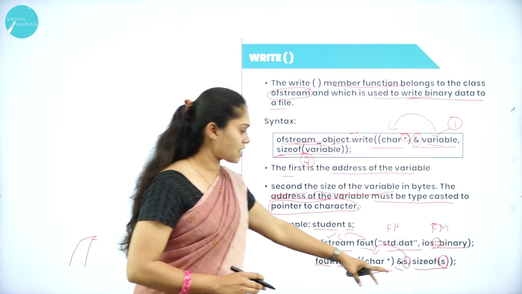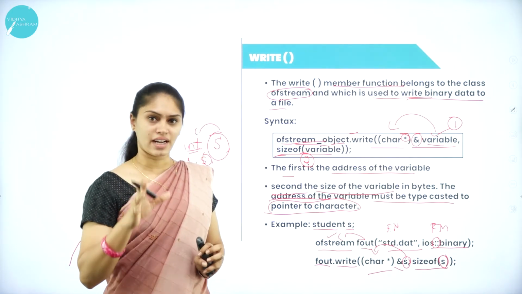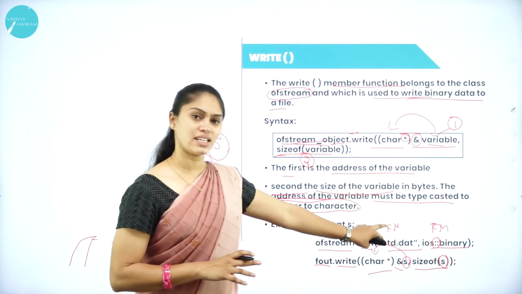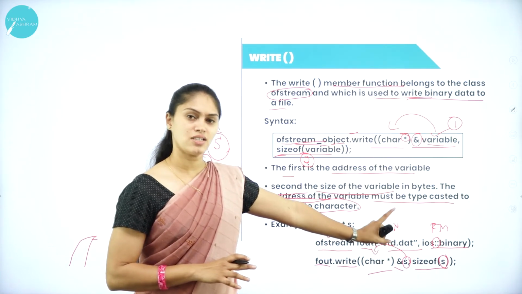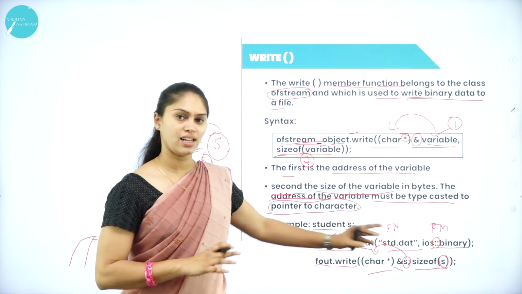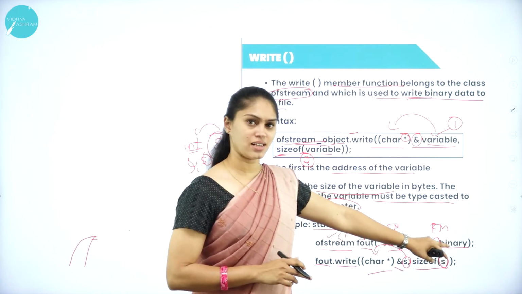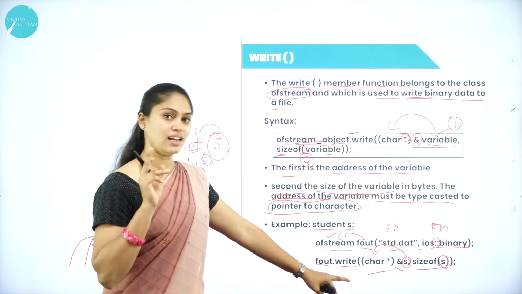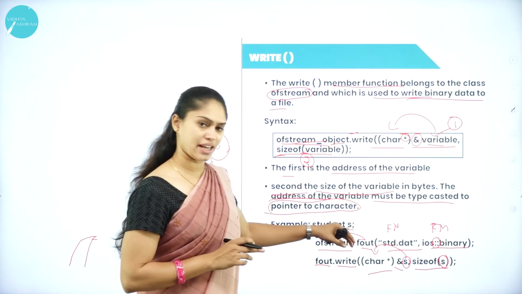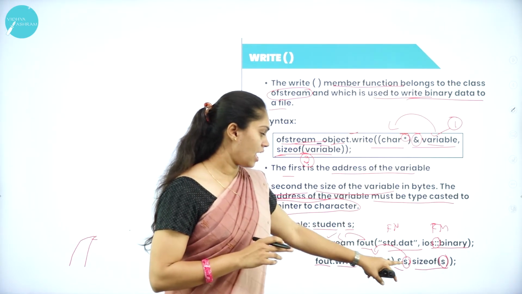So in this address, I am going to write some content. The name of the file is std.dat. So that is the name of the file, and I am writing the content to that file. I have opened that file in binary mode, and I am specifying the address of a variable called s, which is of the class student.